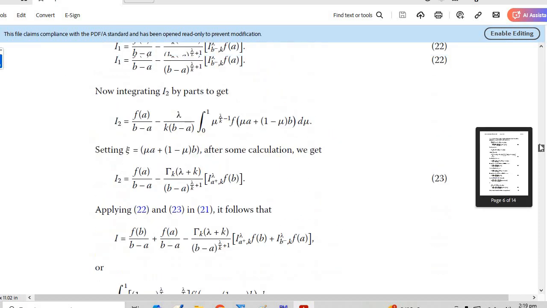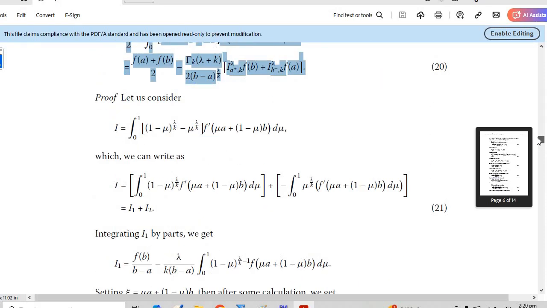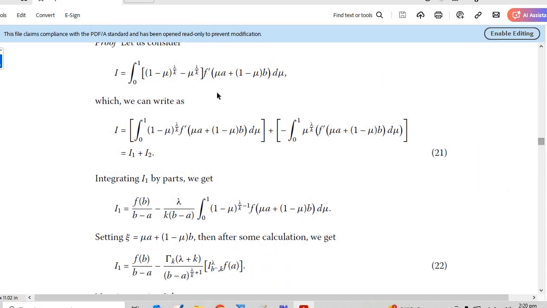For the proof, let us consider the integral I, which may be rewritten by splitting the integral into two parts. Here this is multiplied by f prime, and the other is separate. Let us call the first integral, given in the square bracket, I1, and the second one I2. First integrate I1 by parts: first function times the integral of the second, minus the integral of the derivative of the first times the integral of the second. You know the formula.